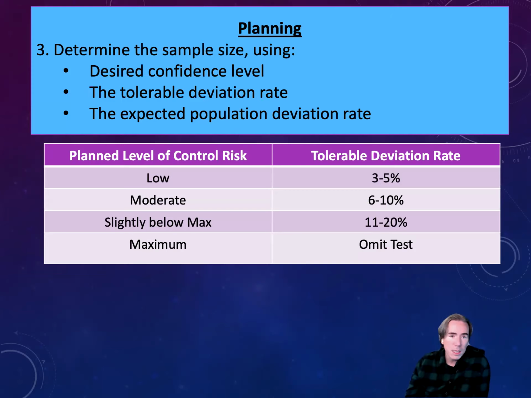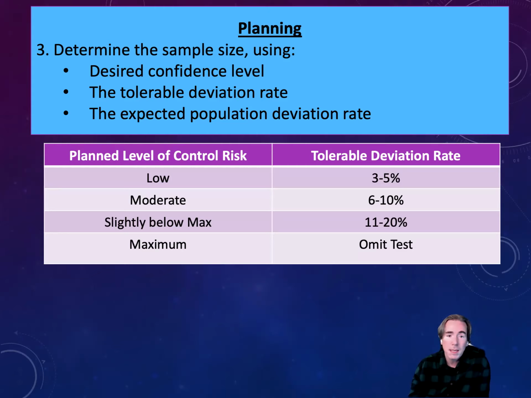So we're going to come up with some figures. What's their desired confidence level? Again, most of the time that's going to be 95% or 90%. Our tolerable deviation rate is going to depend on how much we plan on relying on the control. And our expected deviation rate will be based on past experience with the client, our own observations, our judgment. Note, tolerable deviation rate and expected deviation rate are the auditor's judgment-based assessments.